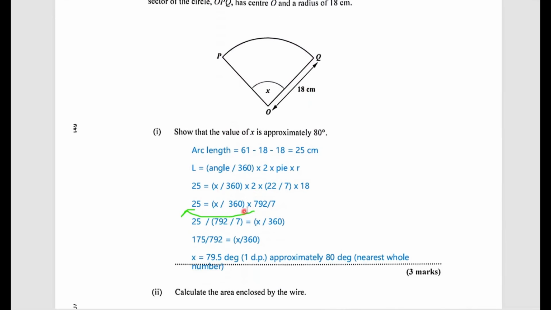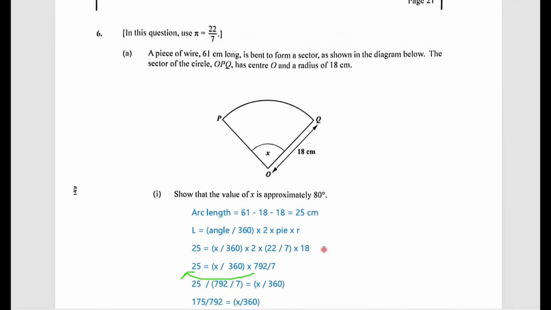Carry it across, opposite multiplies, divide. You get 25 divided by 792 over 7. You get 175 on 792 equal to x on 360. Carry 360 across to multiply, and you'll get an answer of 79.5 degrees, to 1 decimal place. So to the nearest whole number, if you approximate, it'd be 80 degrees.